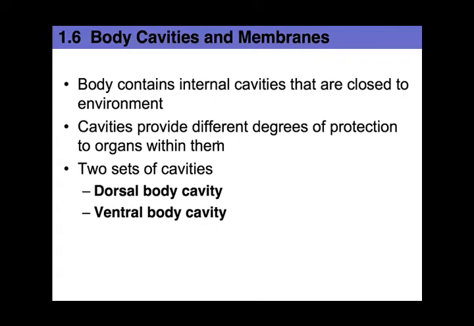So to protect all these valuable things, our body has been designed in such a way that the organs lie within internal cavities, and these cavities provide different degrees of protection to the organs within them. Basically there are two sets of cavities: the dorsal body cavity and the ventral body cavity.